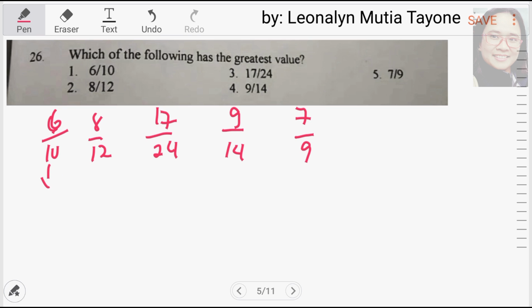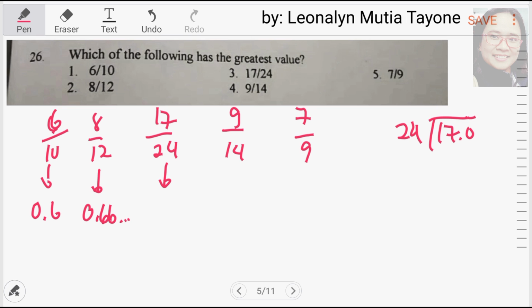Ang decimal dito ay obviously it's 0.6. Ito naman, 8 over 12, that is the same as 2/3. Obviously, it is 0.666, never ending na 6. Next, itong 17 over 24. Isa-isahin natin si 17 over 24.